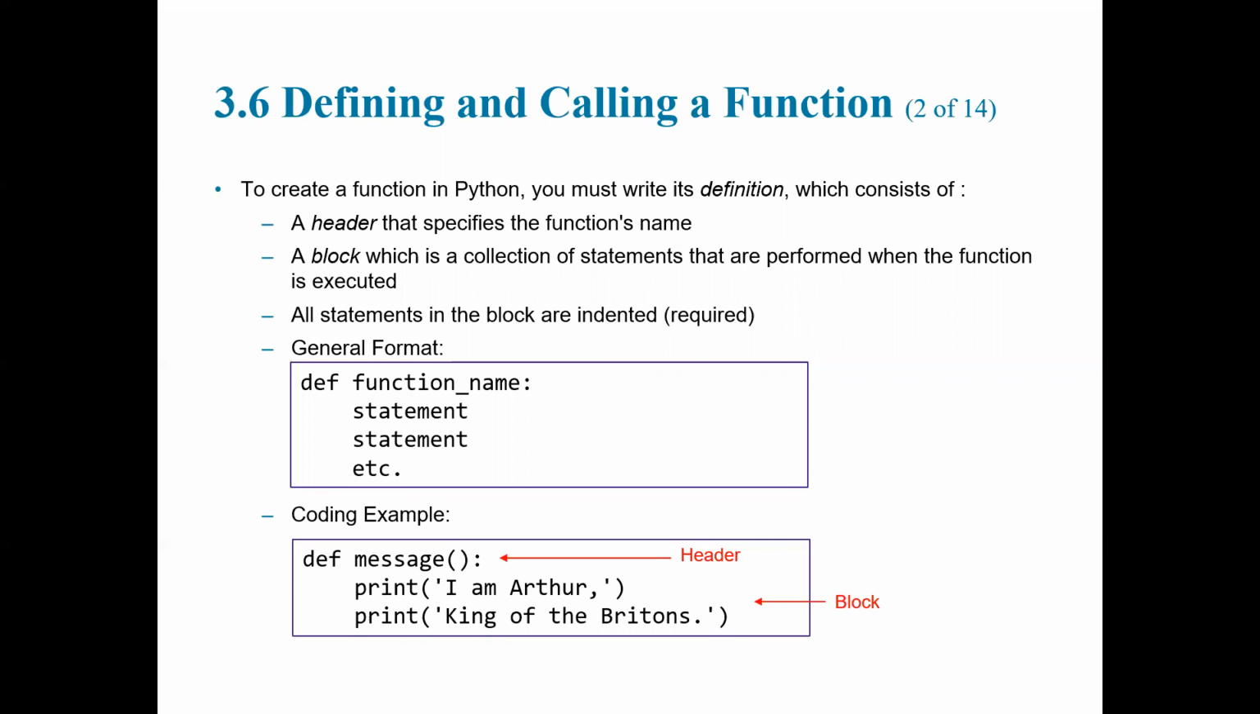Here's the example in code: the def keyword, which stands for definition. In this case, I'm going to name my function message. It must have an open and closed parenthesis, followed by a colon. And inside of this function, I'm going to have two simple print statements.